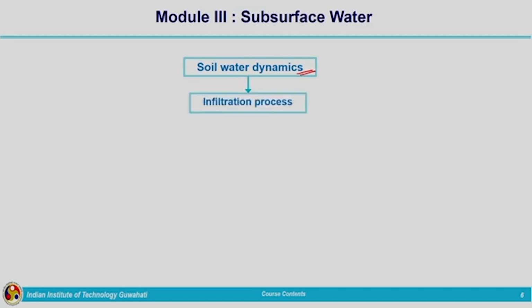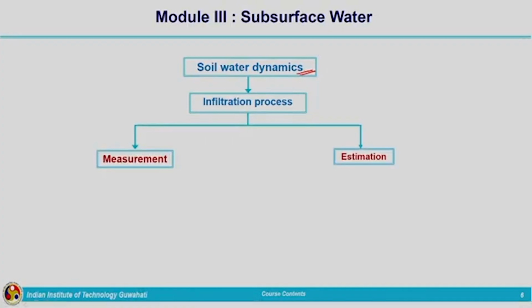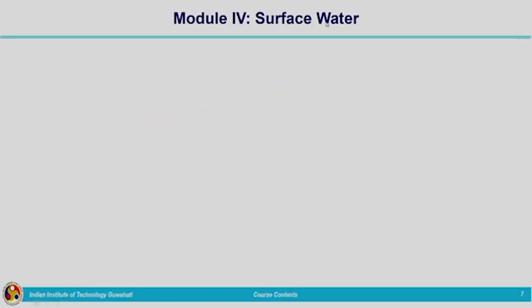Then we will move on to the infiltration process. We will have an idea about the representation of flow taking place within the unsaturated zone. After that, we will move on to the hydrologic process which is taking place beneath the ground surface, that is, water entry from the ground surface into the soil. That is related to the infiltration process. So, we will have a detailed understanding related to the infiltration process, and we will go for measurement and estimation methodologies related to infiltration. Then we will be moving on to module 4 related to surface water.